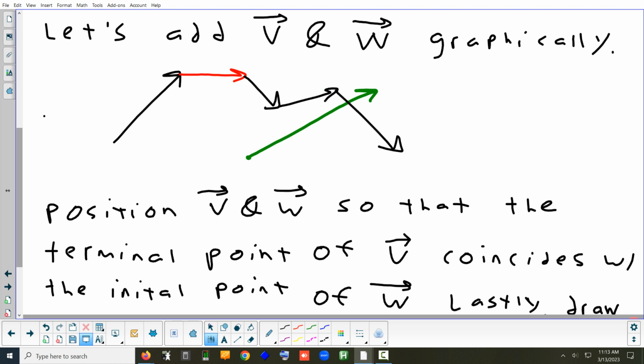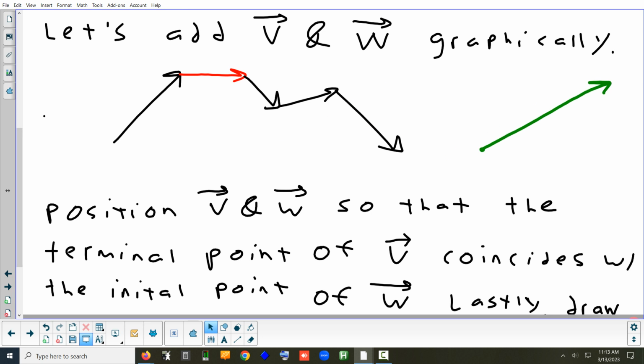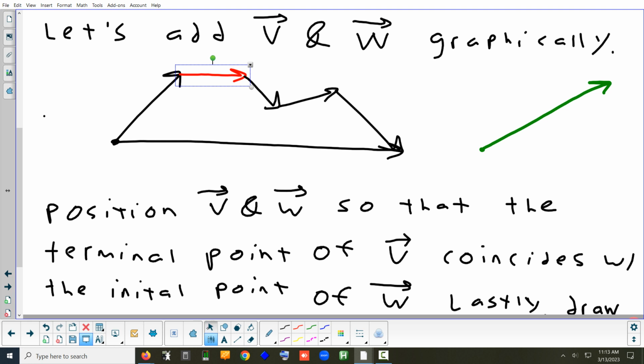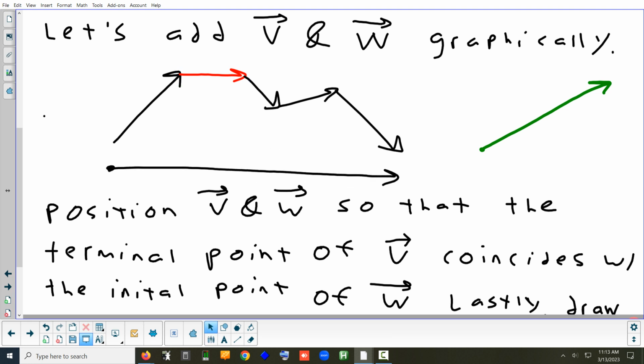So if you wanted to know what's going to happen if I take 1, 2, 3, 4, 5, if I take all 5 of those vectors and combine them together, you just stack them all together, beginning to end of each one. And the final answer when you combine them all is where you started to where you stopped. That's going to be what we call the resultant vector of combining them all together.